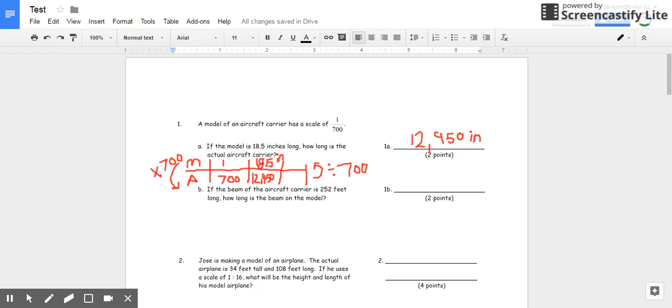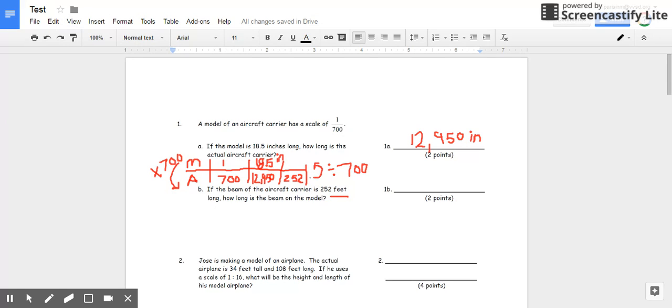Okay, next problem, part B. We're using the same scale factor, so I'm just going to use the same table. If the beam of the aircraft carrier is 252 feet long, that's going to be the actual. So 252 will go in the denominator. I don't really have room to write feet, but that's going to represent feet. I can underline it right here. So now how long is the beam of the model?